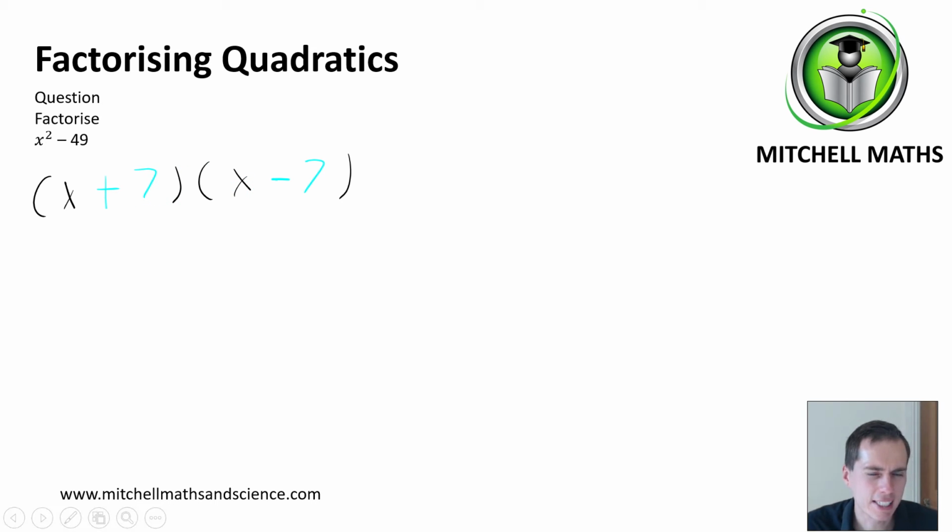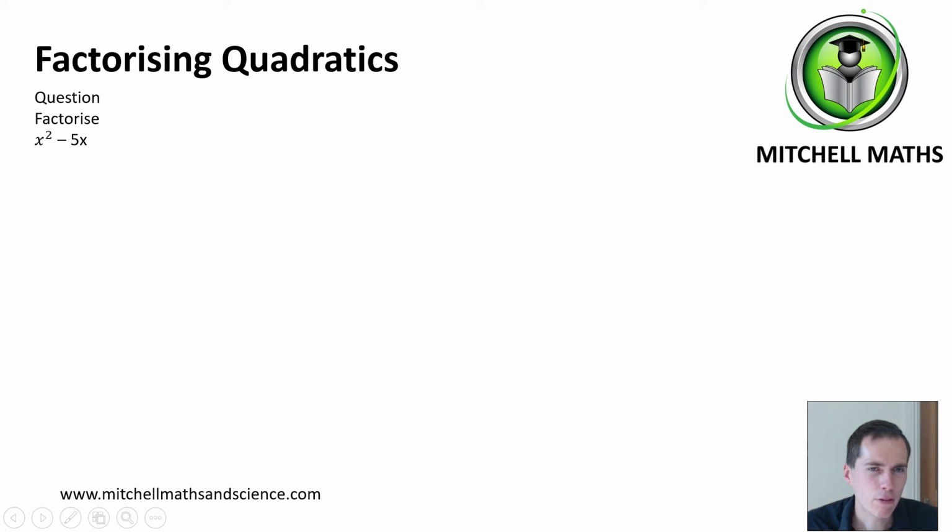So just remember that. If you see x squared take away a square number, it's going to be x plus and x minus whatever the square root of that number is. In this case, the square root of 49 is 7, but it could be like x squared minus 25. In that case, it would be x plus 5, x minus 5. So do have a look out for that one because it does catch a few people out.